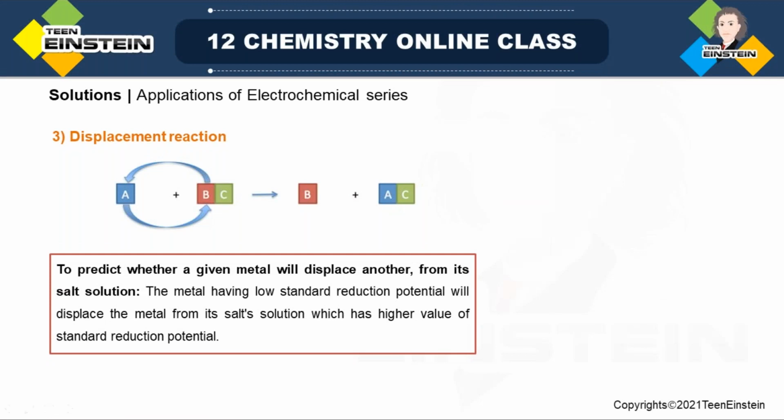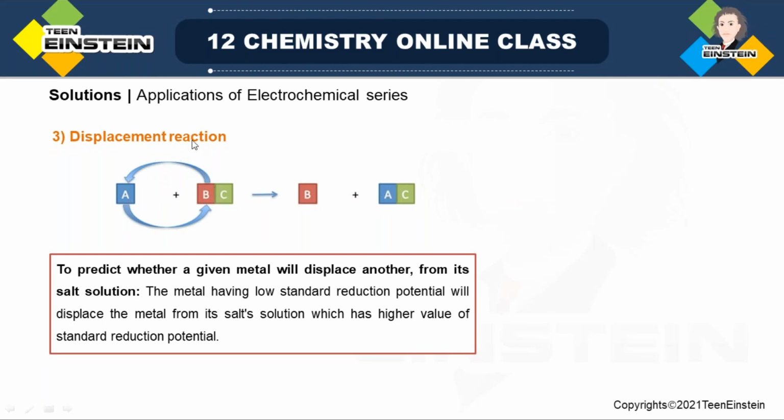Hello everyone. Today we will see the test of the applications of the electrochemical series. Two applications we have already seen in the last class, and today we will discuss the test of the applications. After that, if there is time left, we will see what cell potential is and how Gibbs free energy is related to cell potential.